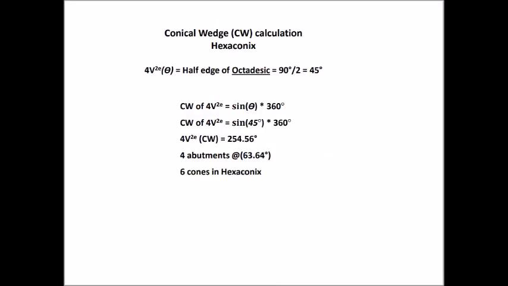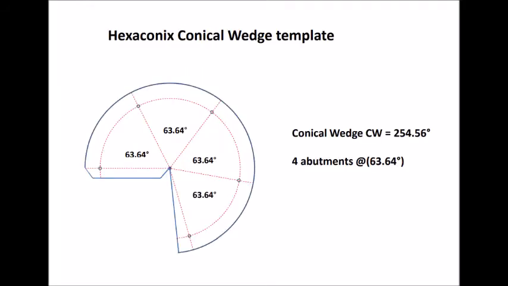Now we will calculate the conical wedge CW of the hexaconix, where its subtended angle is 1/2 of the edge arc of the octadecic that I've pulled from an earlier calculation, and this results in an angle of 45 degrees. We take the sine of this angle and multiply it by 360 degrees. This results in a conical wedge of 254.56 degrees. We then divide this by 4 to find the abutment points, and this is the resulting template for the conical wedge of the hexaconix, and now I can demonstrate its construction.